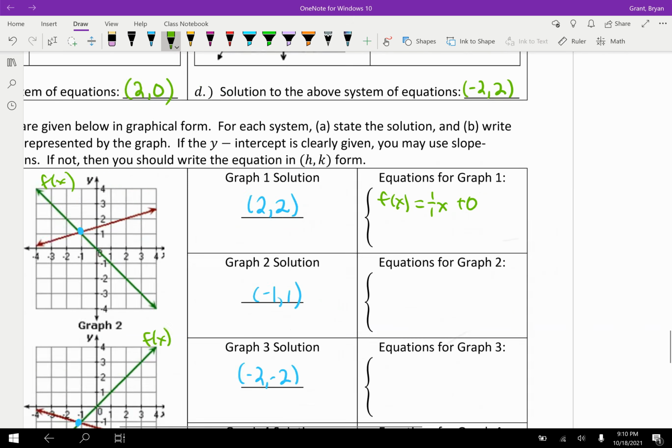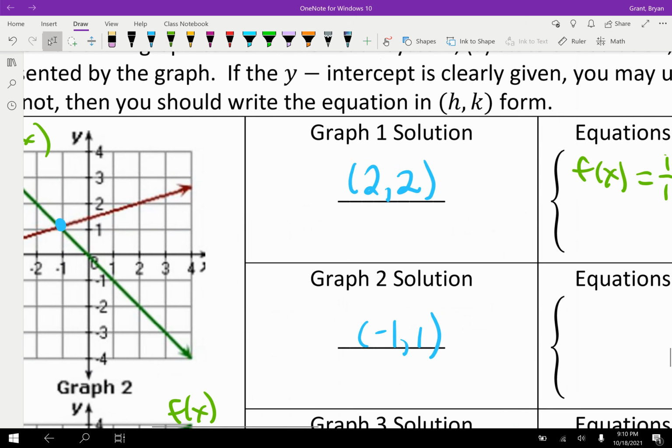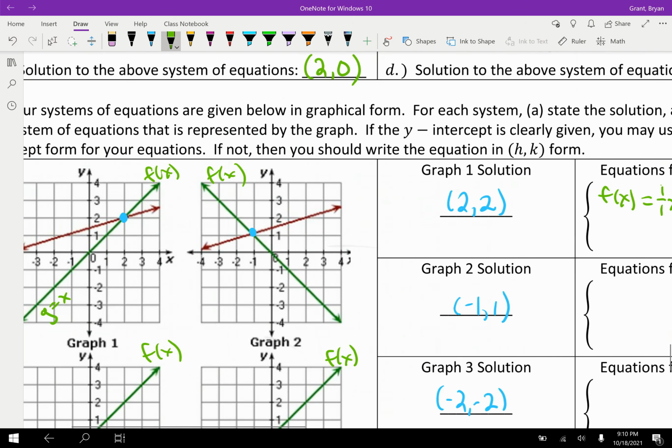In fact, a lot of times you would see this equation, I'll use y really quickly, without the 1 over 1 because you don't have to write the 1, and without the plus 0 because you don't need to write that either. A lot of times you would just see this equation called y equals x because we know that there's a 1 and a 0. Very, very common equation. All right, let's do the rest of the green ones.